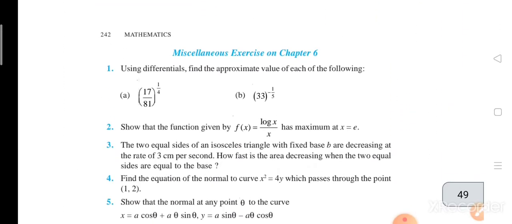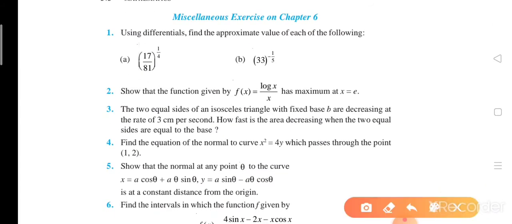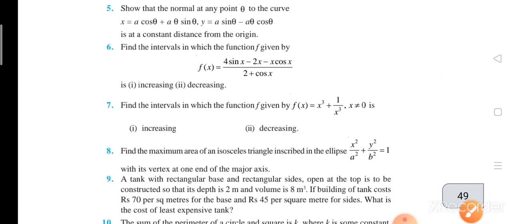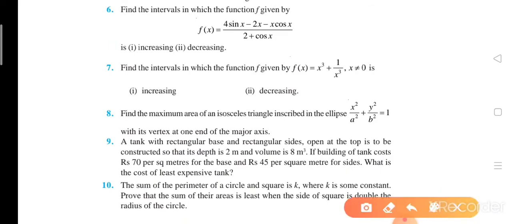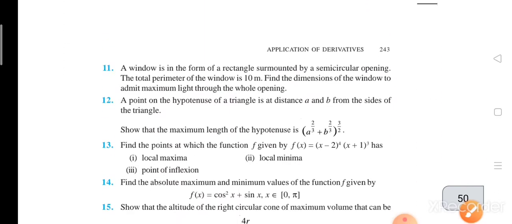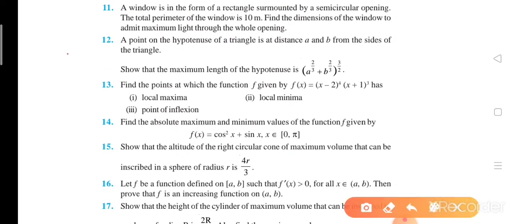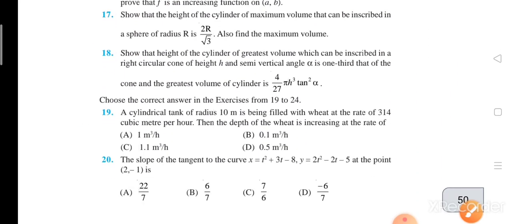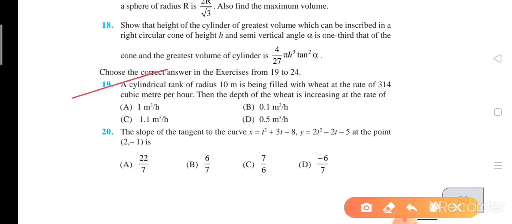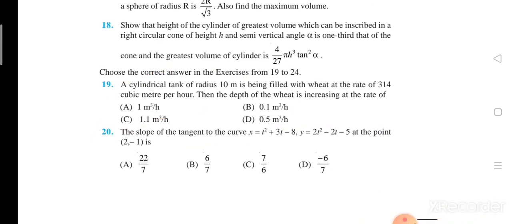Now miscellaneous exercise. Here we have question number 9, 8. Then we have 12, 17, 14th also, 19 and 20. So this ends your chapter, that is chapter 6. Now come to integration.